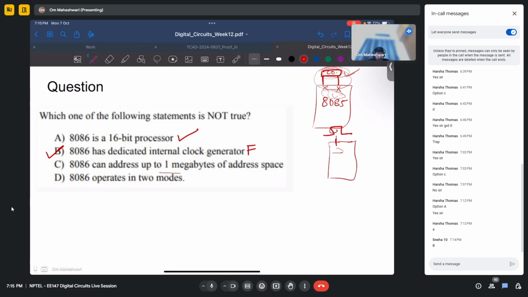8086 can address up to 1 megabyte of address space. So if you know, 8086 has 20 address lines. So those 20 address lines would correspond to 2 to the power 20 addresses. And it corresponds to 1 megabyte of memory. Unit addresses contain 8 bits. So 2 to the power 20 will be 1 megabyte.